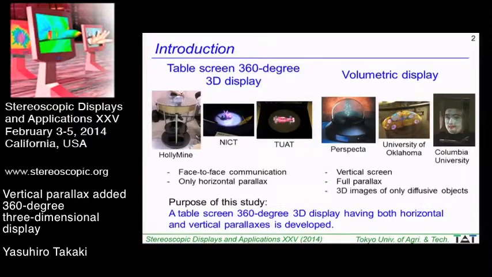So the purpose of this study is that a table screen 360-degree 3D display having both horizontal and vertical parallax is developed. The 360-degree image generated on a table screen can be viewed from any direction without distortion.